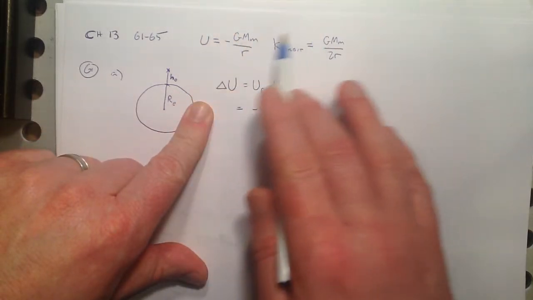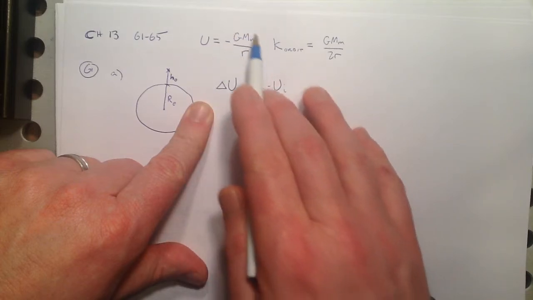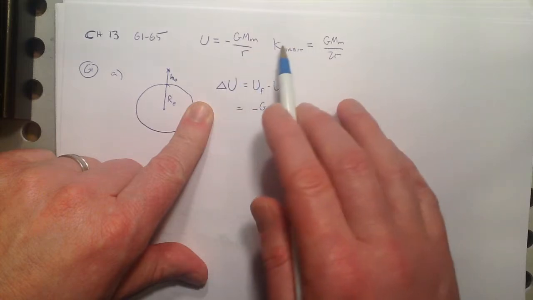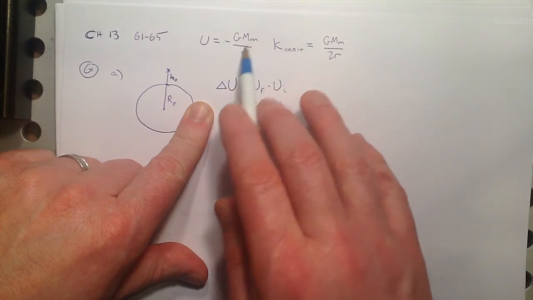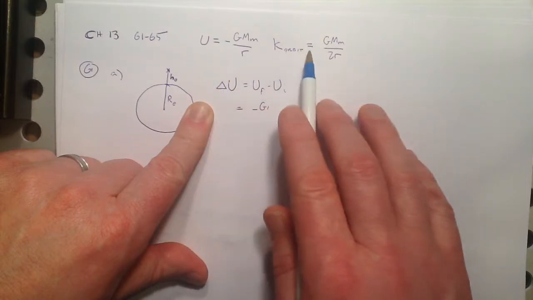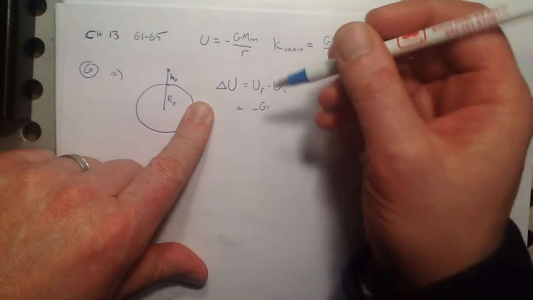These are the two equations that we have for the gravitational potential energy of something. This is not necessarily for orbit. This is always true for any two objects of this separation. That's their gravitational potential energy. And then the kinetic energy is specifically for something in a circular orbit.